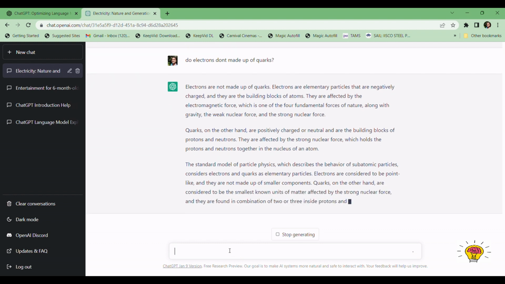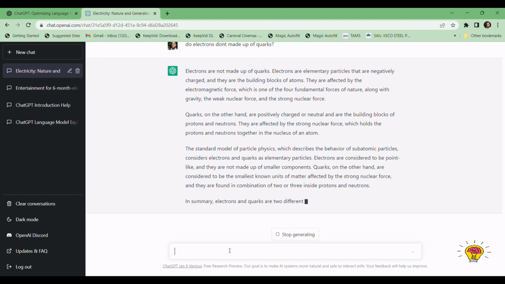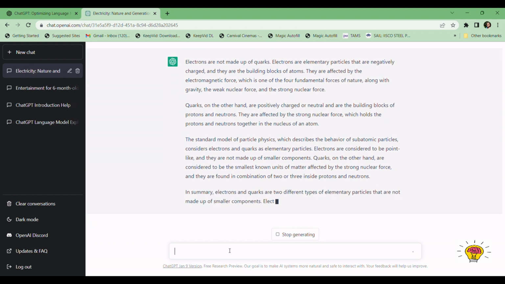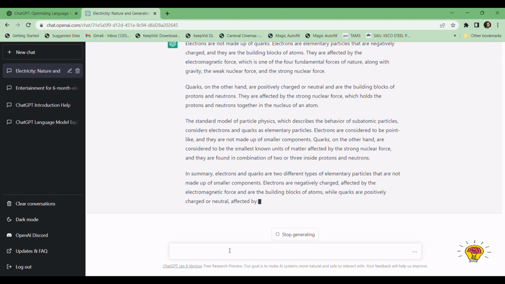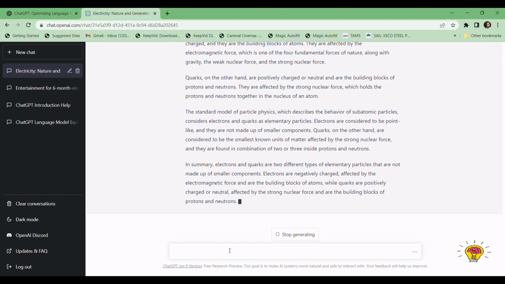Quarks, on the other hand, are considered to be the smallest known units of matter affected by the strong nuclear force. Quarks and electrons are two different types of elementary particles that are not made up of smaller components.